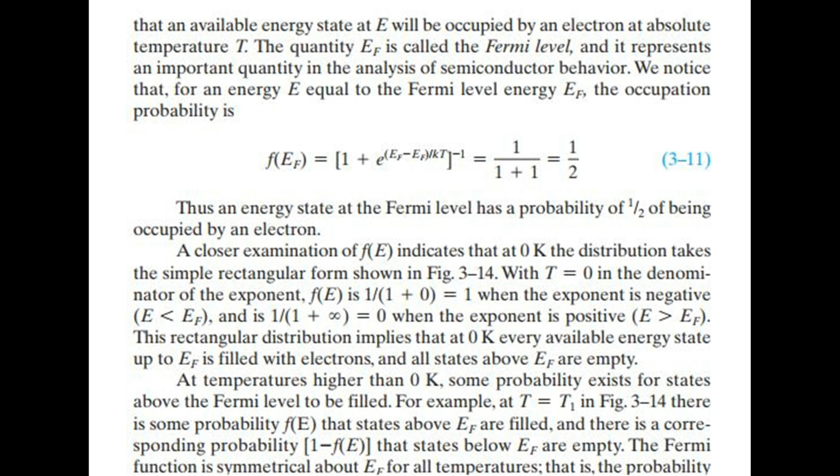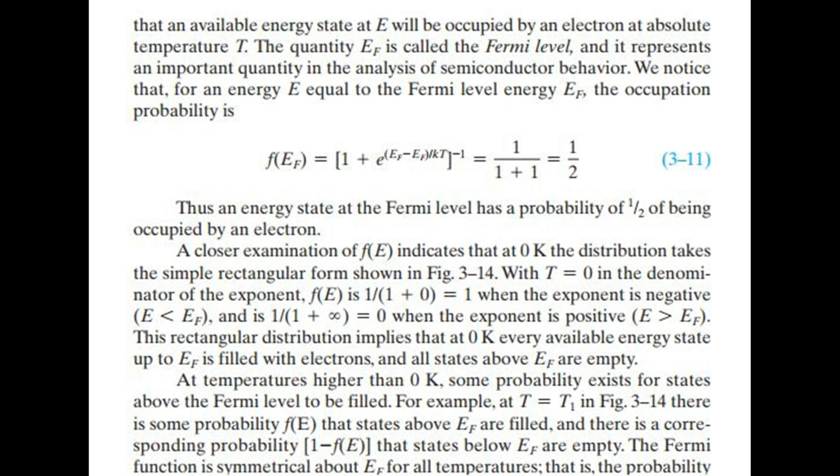A closer examination of f(E) indicates that at 0 K the distribution takes the simple rectangular form shown in Fig 3.14. With T equal to 0 in the denominator of the exponent, f(E) is 1/(1 + 0), equal to 1, when the exponent is negative, E < E_F, and is 1/(1 + ∞), equal to 0, when the exponent is positive, E > E_F. This rectangular distribution implies that at 0 K every available energy state up to E_F is filled with electrons, and all states above E_F are empty.